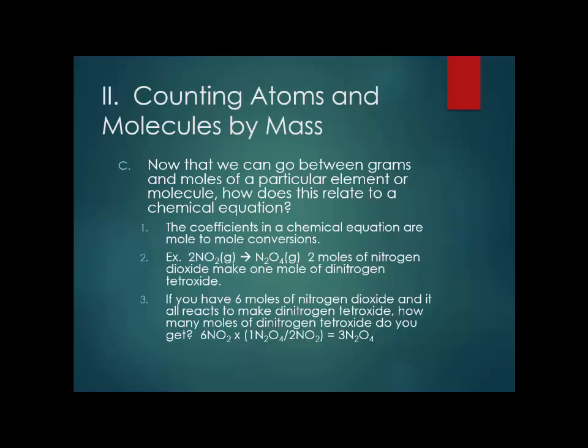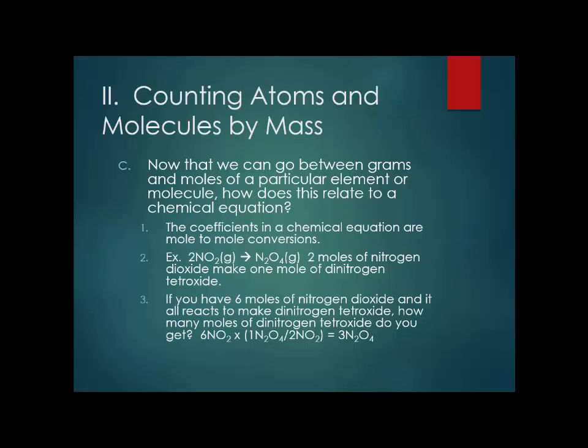So we can go between grams and moles of a particular element or molecule, and then the next question would be, if we're doing this with a chemical equation, how does that work? So the coefficients in a chemical equation are mole-to-mole conversions. So here we have 2 nitrogen dioxides. They're a gas and they go to form dinitrogen tetroxide, 1 mole of those. So we would read 2 moles goes to 1 mole.